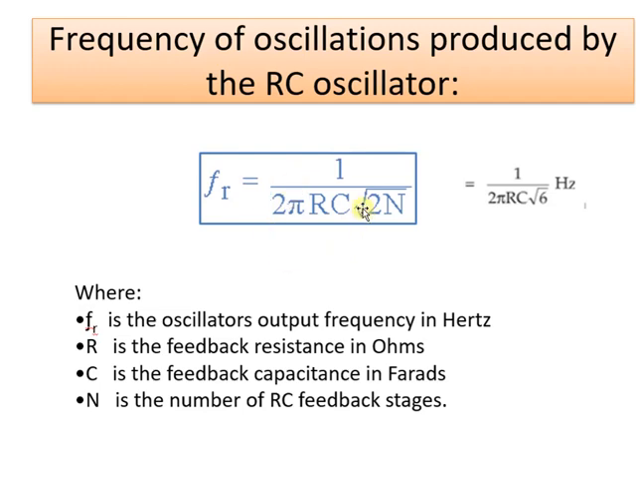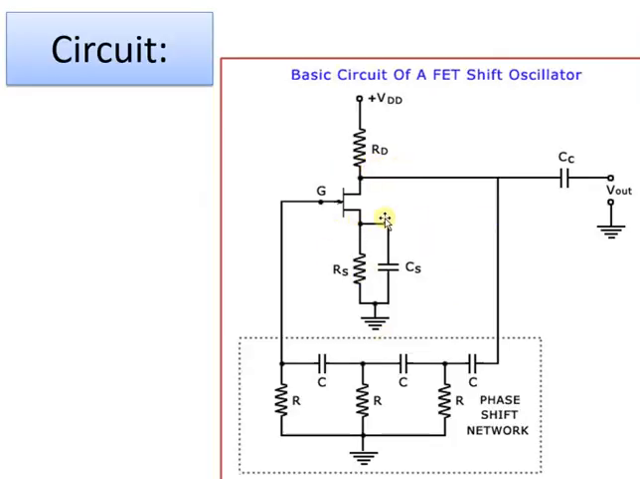The RC network mainly attenuates the amplifier output and it attenuates by a factor of 1 by 29. This means that this amplifier must have a voltage gain which is equal to 29 or more. So when the amplifier voltage gain is 29 and the feedback factor of the RC network, which is represented by beta, is equal to 1 by 29, then the loop gain, that is beta into the amplifier gain A, will be equal to 1.